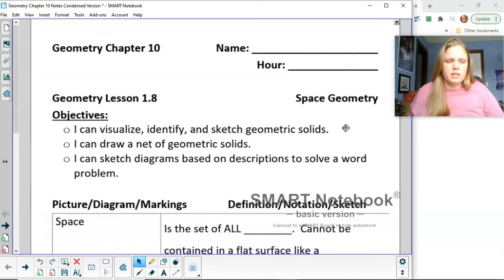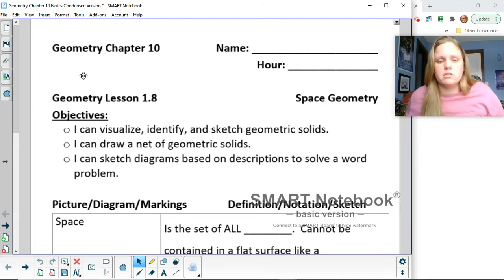Hello everybody, here we are starting Geometry Chapter 10, but we're going to go back in time a little bit, back to our first chapter into some vocabulary terms. So Chapter 10 is about volume, and in order to talk about volume, we need to know the difference between the solids, which are the 3D shapes.